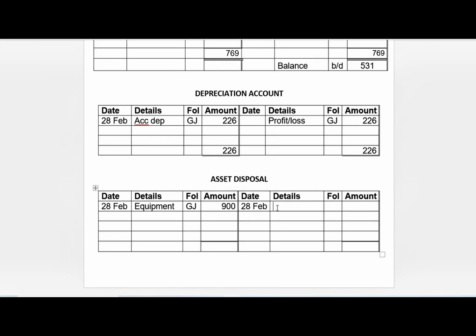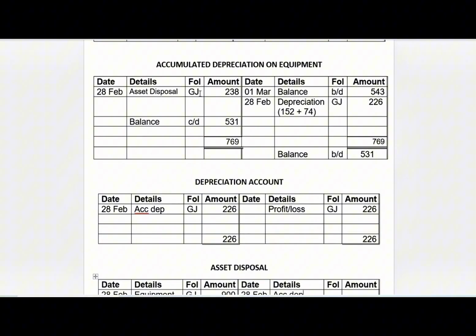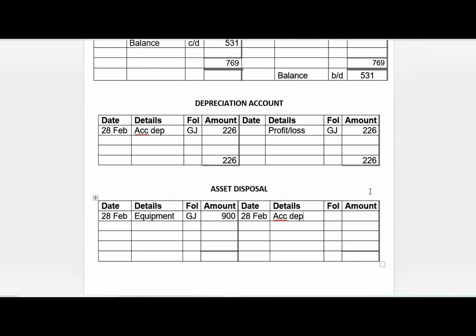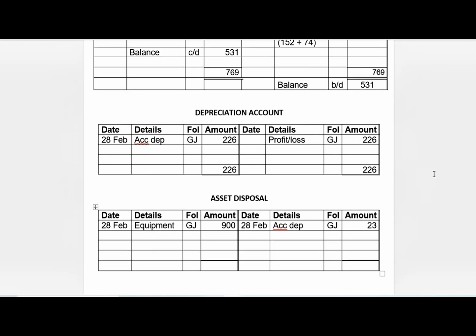And then on the details, we say asset disposal. No. We say accumulated depreciation. For accumulated depreciation, we are going to take the one on the debit side of the accumulated depreciation account, returned to asset disposal. We are applying the double entry system. Are you with me right there? And then we go this side, we say general ledger, how much is that? I think it's 238. Let's just double check that. Yes, 238. We come here, 238. All right.